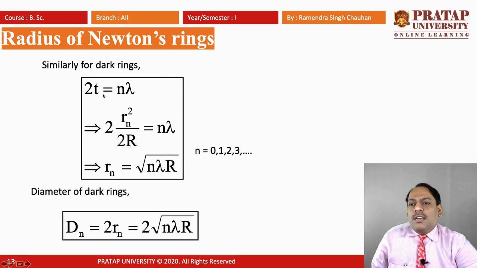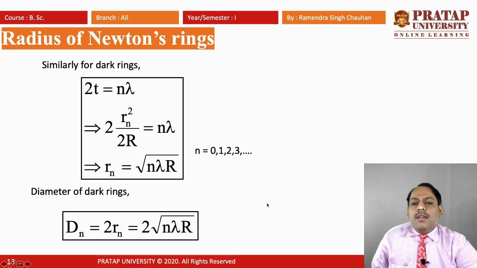Now similarly, for dark rings we have the condition 2t is equal to n lambda, and t is equal to Rn square upon 2R. So we have 2 into Rn square upon 2R is equal to n lambda, that is, Rn is equal to under root of n lambda R. So the diameter of dark rings, Dn, is equal to 2 times Rn, which is 2 under root of n lambda R, that is under root of 4n lambda R, or we can say the diameter of dark rings is proportional to under root of n, where n is a natural number.